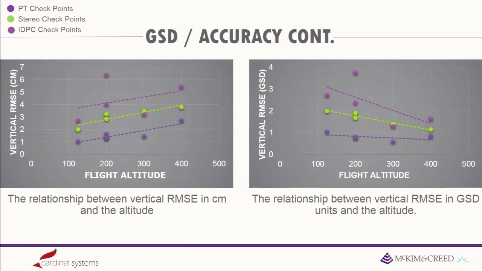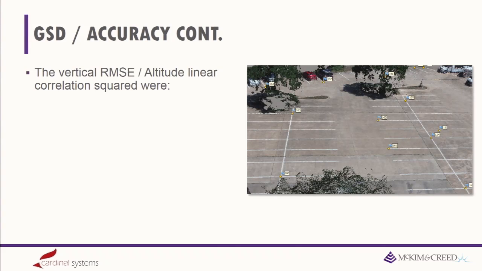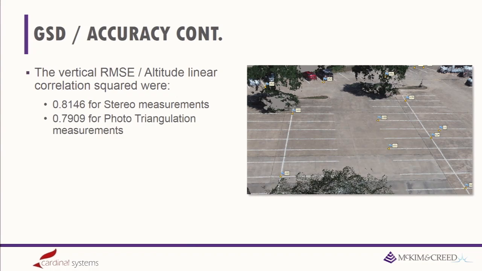So this is one of the things we wanted to test and see how strong of a correlation we had. This is the same data represented two different ways. We have it represented in absolute error, and then normalized for the ground sampling distance. And as you can see, the linear correlation when it's normalized for the stereo measurements, the directly measured points, was 0.8, which is very high correlation.